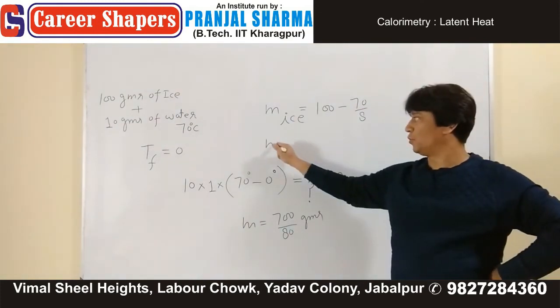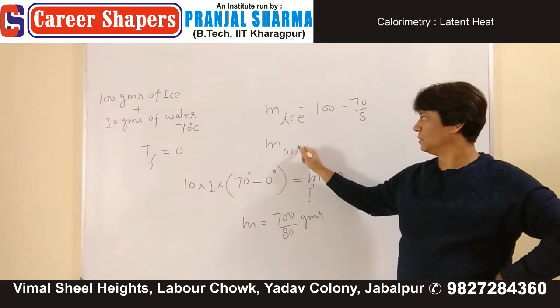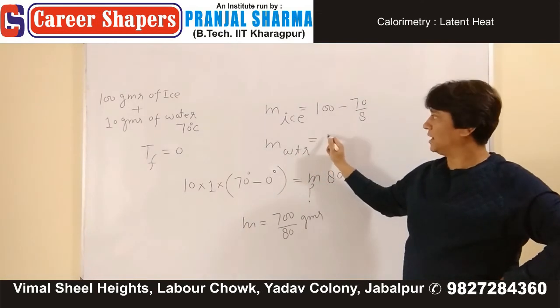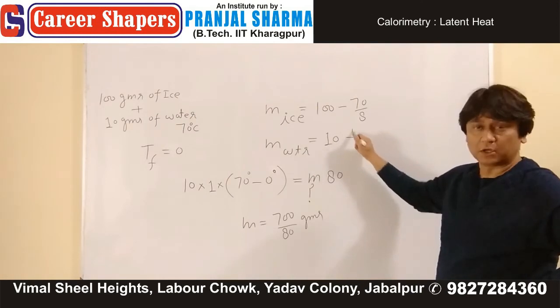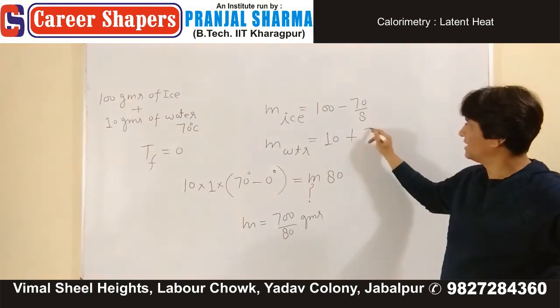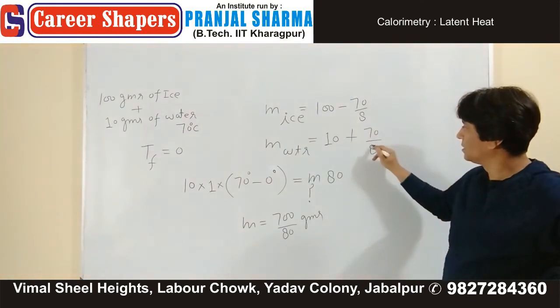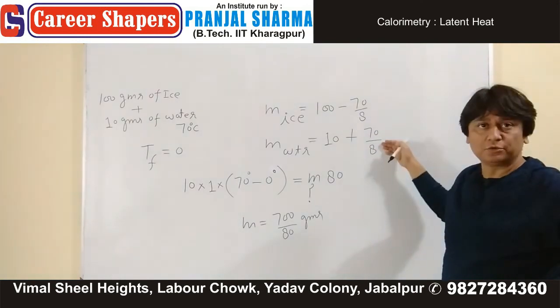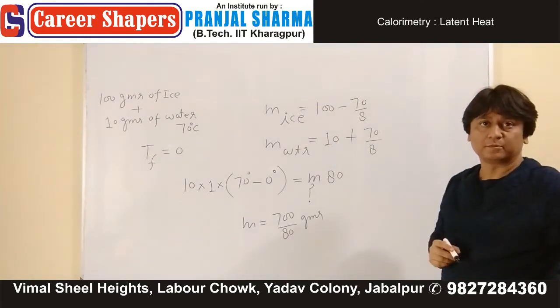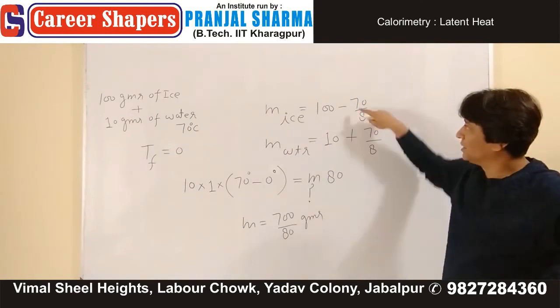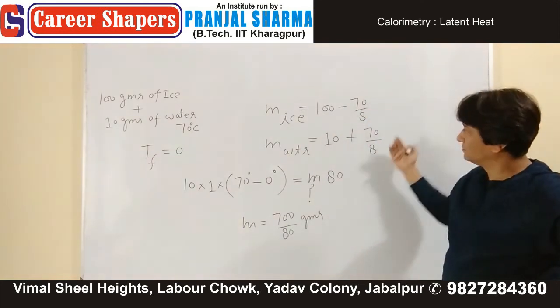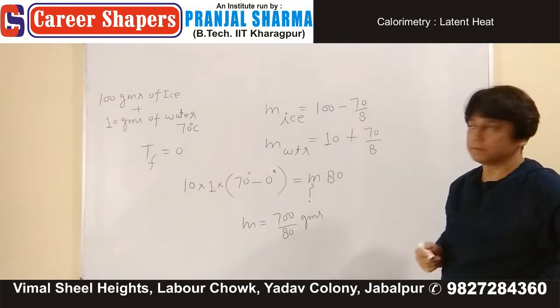What is the amount of water? How much water did you have? 10 grams. How much is the melt water? This much is the melt water, 70 divided by 8. Add these two, you get COM, conservation of mass. There is no change in mass. This much ice has melted and converted into water. Done.